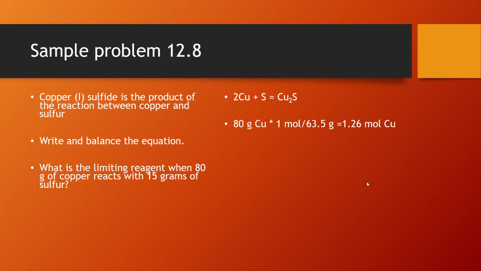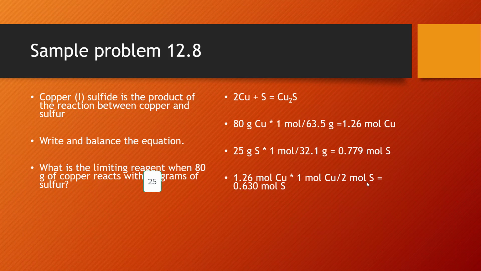Cool. And if you have 80 grams of copper and 15 grams of sulfur, which one's going to end up being the limiting reagent? Well, first off, 80 grams of copper is 1.26 moles of copper. 15 grams of sulfur is, I wrote 25 grams of sulfur there. Well, let's play with that for a bit. Is going to be 0.779 moles of sulfur. So using the 25 grams here.